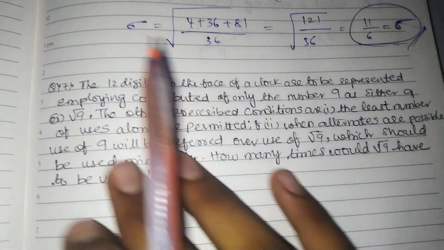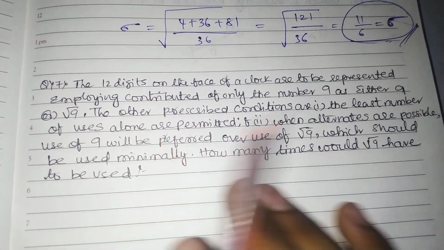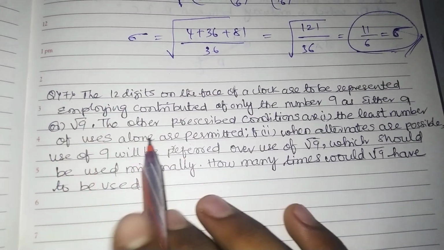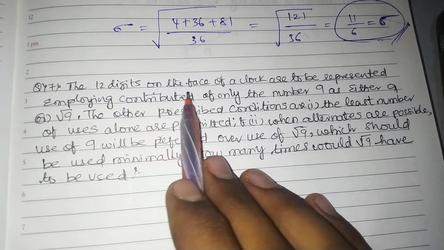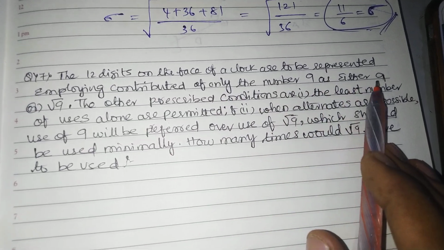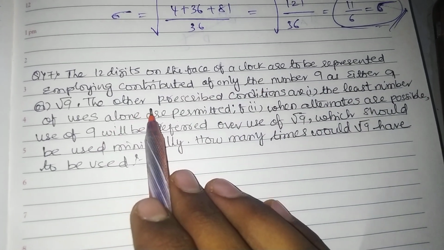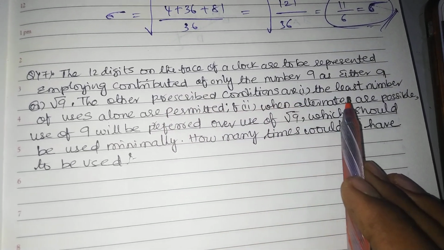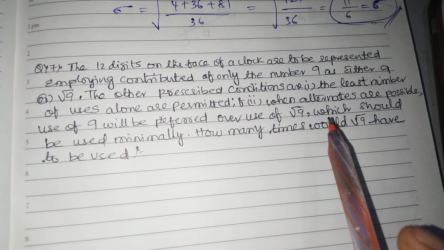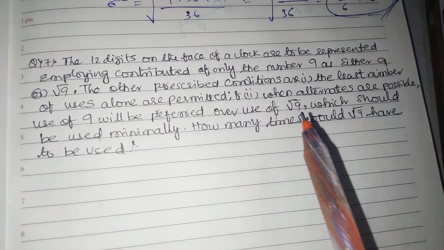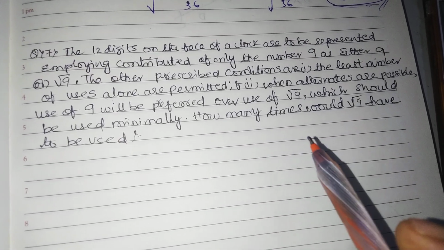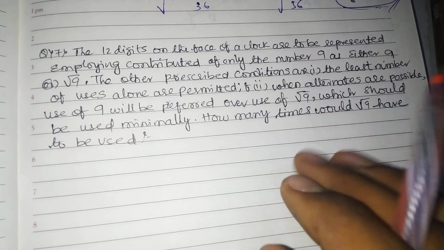So another question is somewhat tricky but it is simple to understand. The question was: 12 digits on the face of a clock are to be represented employing only the number 9, as either 9 or root 9. The other prescribed conditions are: first, the least number of uses are permitted; second, when alternatives are possible, use of 9 will be preferred over use of root 9. So how many times will root 9 be used? We have to calculate how many times root 9 will be used.